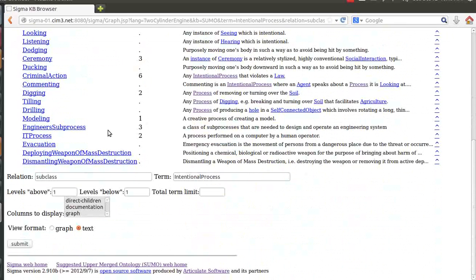Very useful. Yeah, and you've got a choice of selecting some columns, customize it a little bit. You can get more levels above and below. You can limit the number of terms, which is important. If you get a big explosion, you want to get as many levels below, but you don't want it to go off into infinity, giving you all of SUMO. That's important.